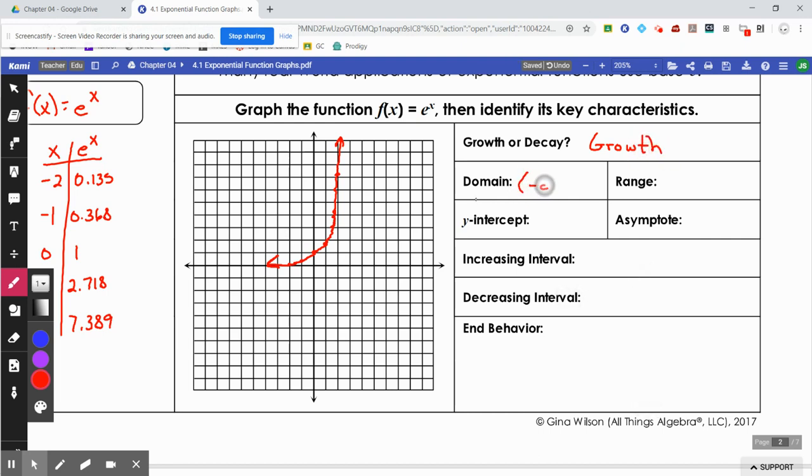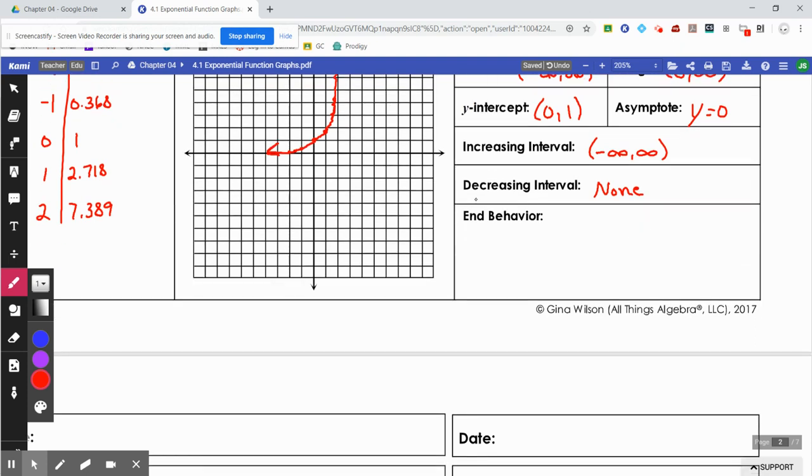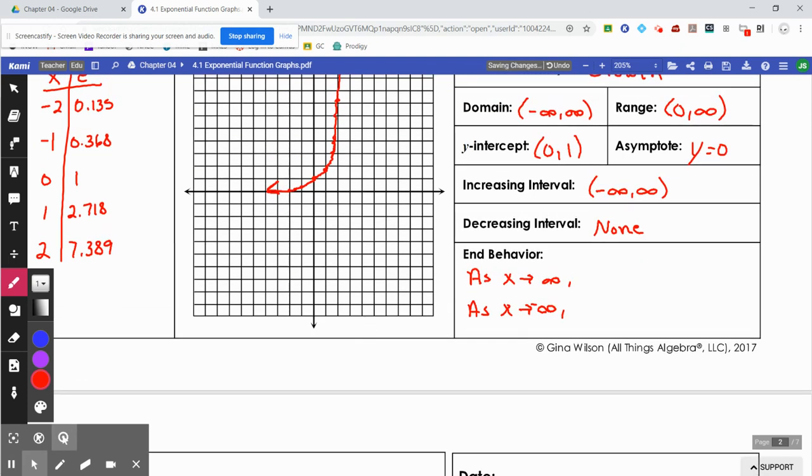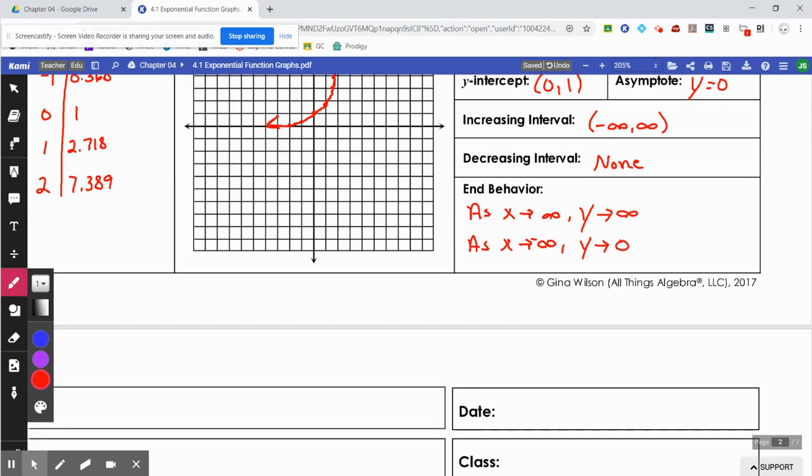Our domain is all real values. Our range is the same, 0 to infinity, because the asymptote line is y equals 0. Our y-intercept is still (0, 1), because even e raised to the 0 power is equal to 1. It's increasing everywhere, so therefore it's decreasing nowhere. Our end behavior: as x approaches infinity, my y value also goes up and approaches infinity. As x goes to the left, or approaches negative infinity, my y value levels out at 0.